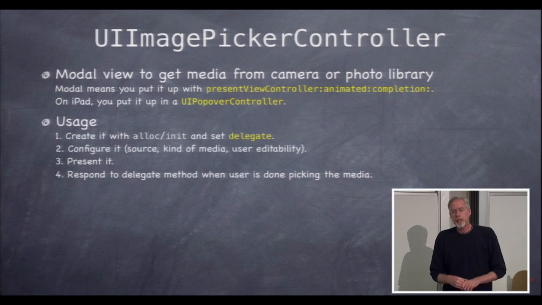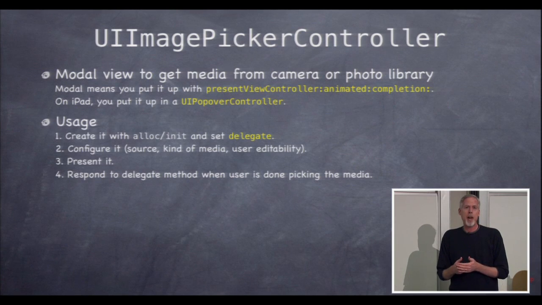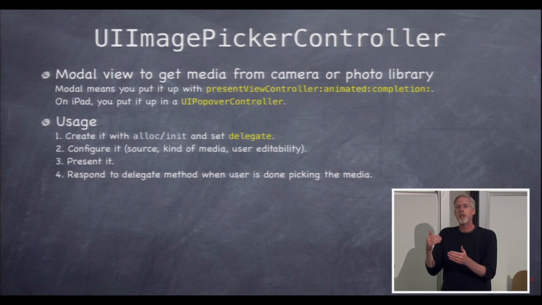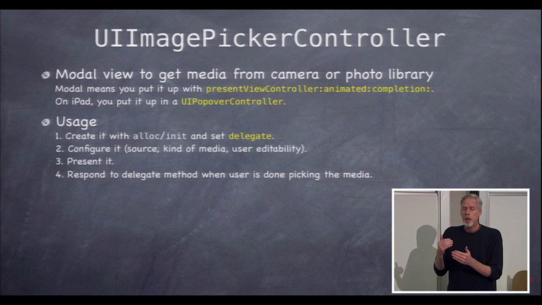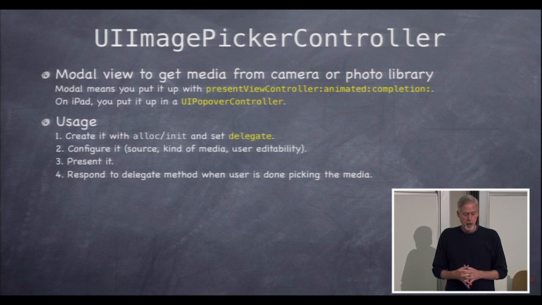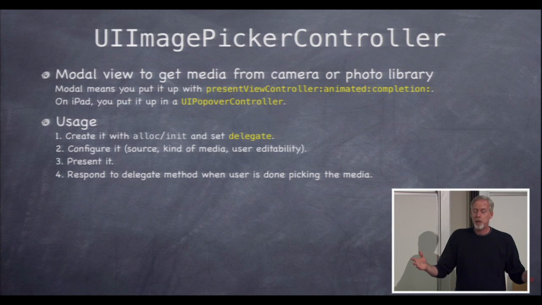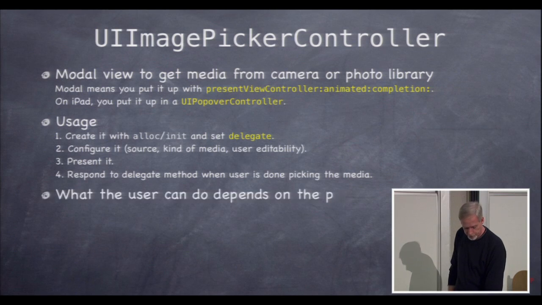So how do you do it? You alloc init it to create it. Then you configure it, and configuring it is mostly a matter of saying what you're looking for. Okay, what do you want? Video? Do you want images? Or you just want to look in the photo library? Or do you want to get what the camera is taking a picture of? Do you want to allow the user to edit the picture they take before it gets passed back to you, etc.? Then you present it using one of the two mechanisms mentioned above. And then, surprise, surprise, you respond to a delegate method that says, here's what the user picked.